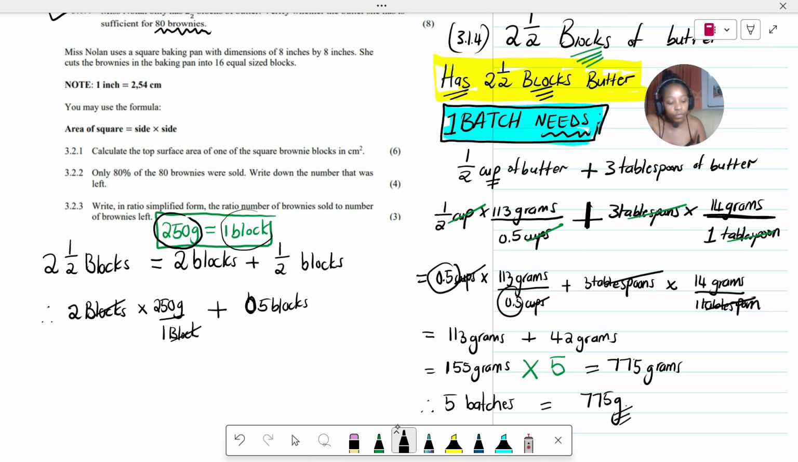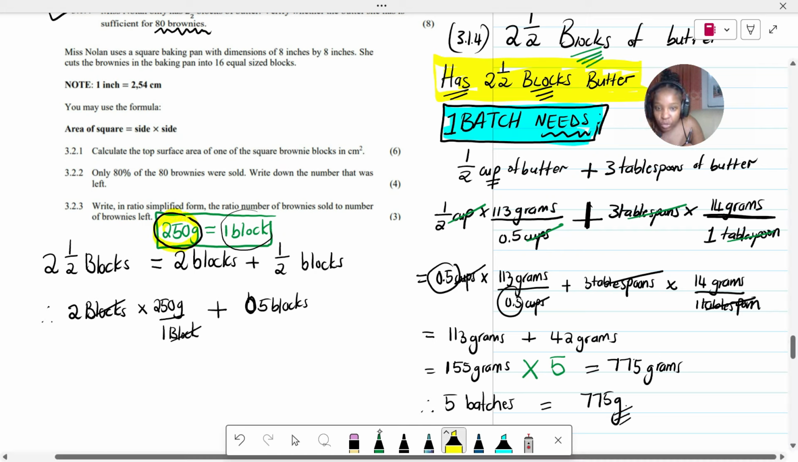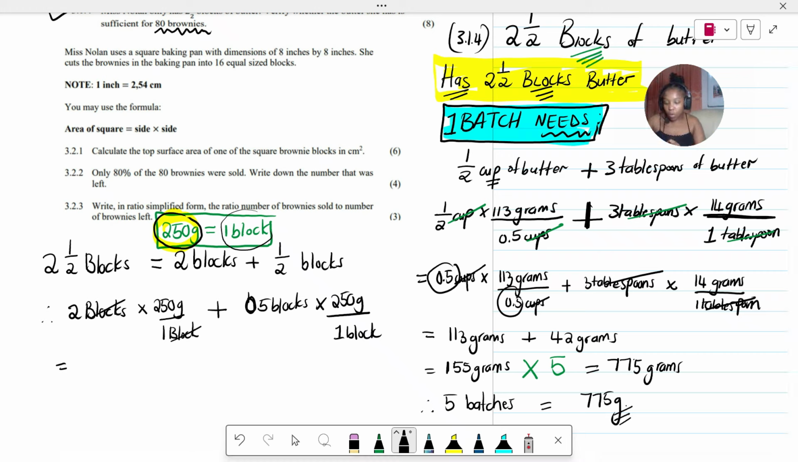How do you convert the 0.5 blocks to grams? Still the same thing. You multiply by what you want, divide by what you have. So you're going to multiply by 250 grams divided by 1 block, because you want grams. Then from there, we are going to continue to simplify this further. So 2 multiplied by 250 over 1.